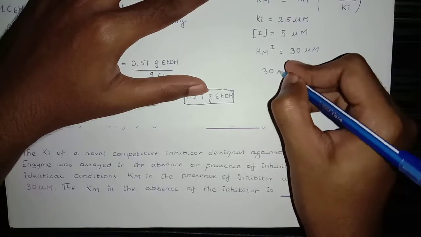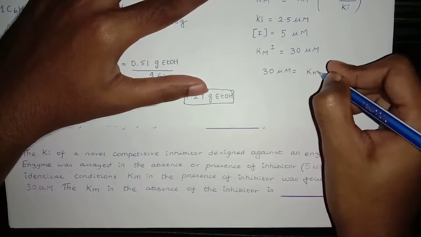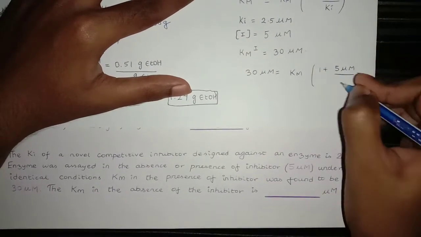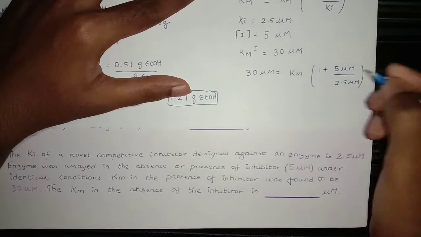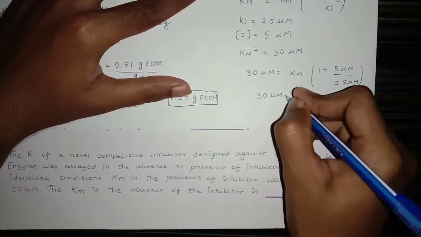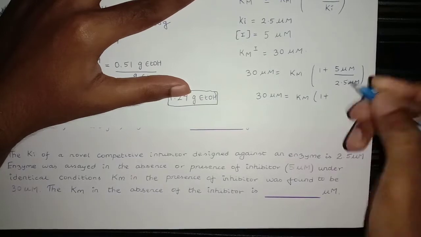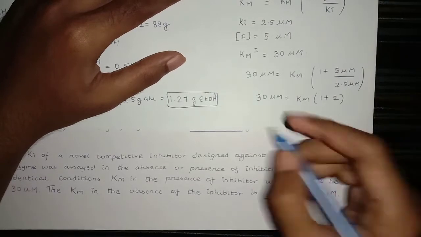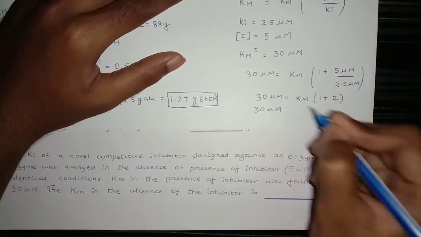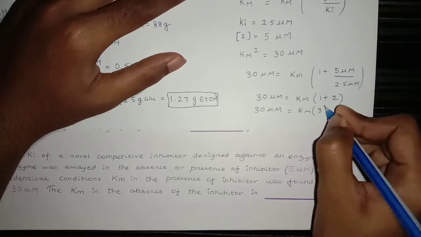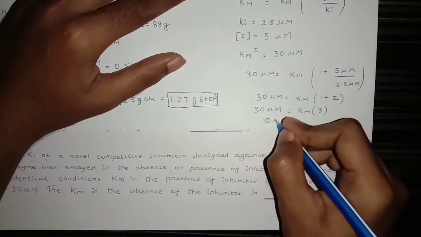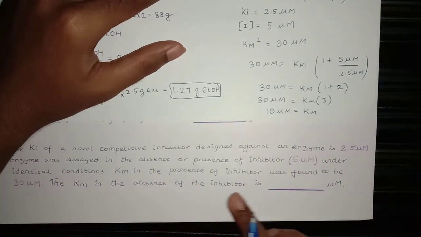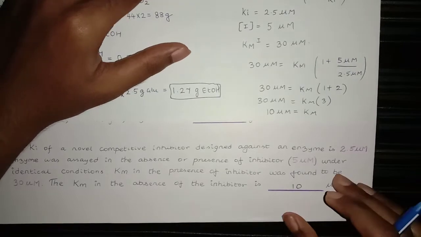Therefore 30 micromolar is equal to Km into 1 plus I, 5 micromolar divided by 2.5 micromolar, which is 30 micromolar equal to Km into 1 plus 5 by 2.5, which is 2. So 30 micromolar is equal to Km times 3. Therefore 30 by 3 is 10 micromolar, which is equal to Km in the absence of inhibitor. Therefore the Km in the absence of inhibitor is 10 micromolar.